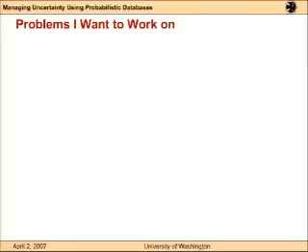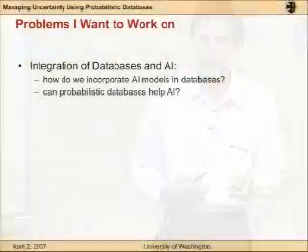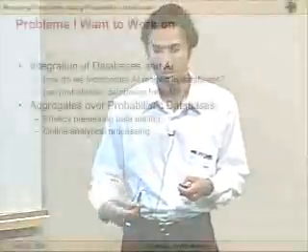Let me also describe some of the problems that I want to work on. So I think databases and AI have walked on different paths for a long time, but it's time when they should come together. There's so much research in AI on managing uncertainty. There's so much research in databases on scalability to large data sets. And we need techniques that can manage uncertainty and scale to large data sets. So some specific questions are, can we actually incorporate the graphical models in AI into databases? And can we in fact use databases to speed up the inferencing in AI algorithms?